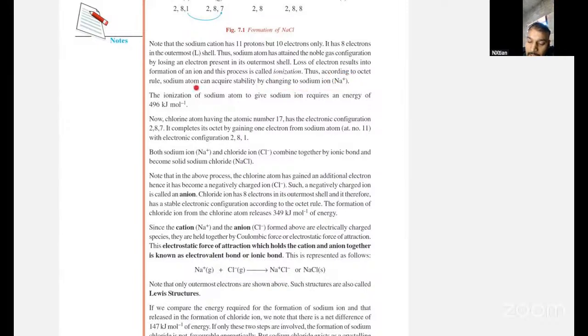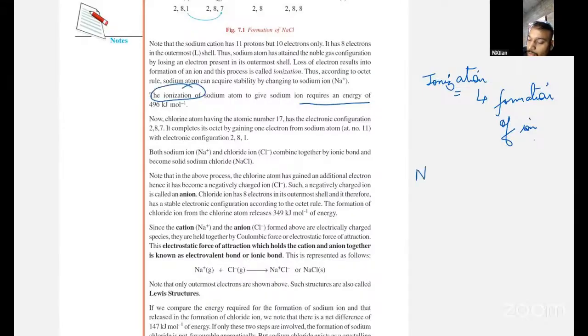Okay. Now, what is the meaning of ionization? We will read this. Ionization means formation of ion. So how much energy is needed for making Na into Na+1? This will be 496 kilojoule mole inverse. This much energy is needed for making Na into Na plus. Got it, guys? Yes or no?